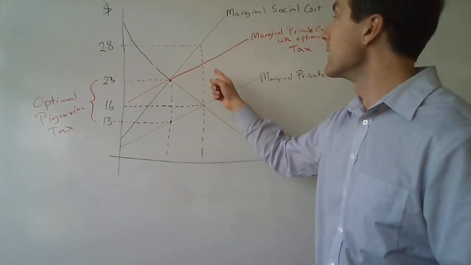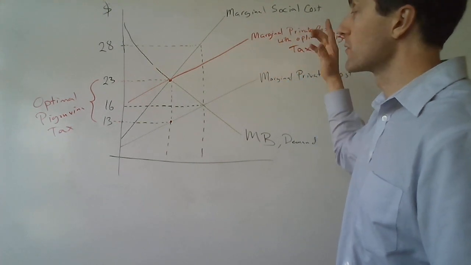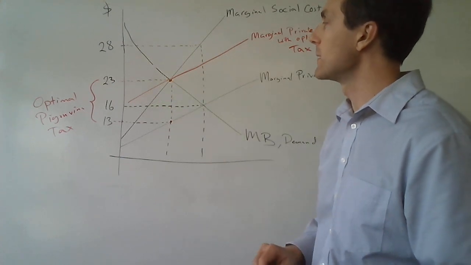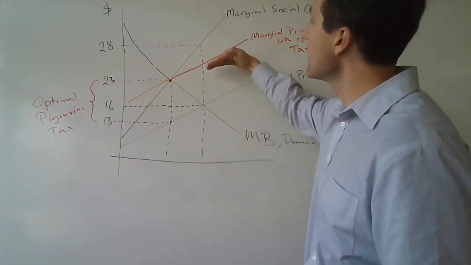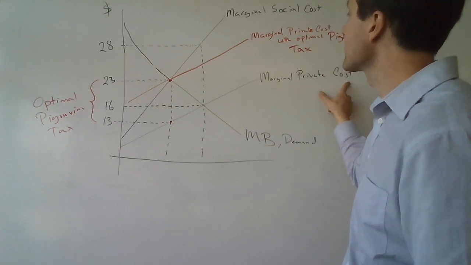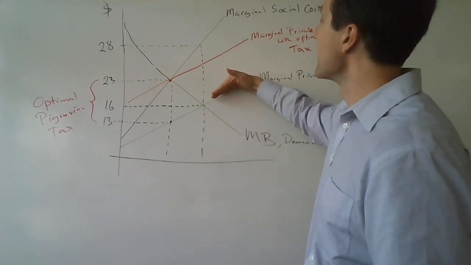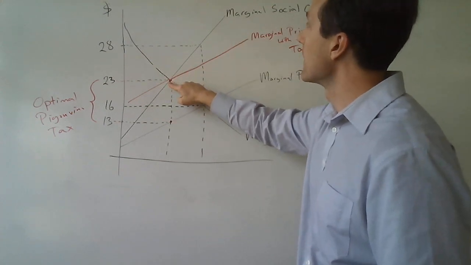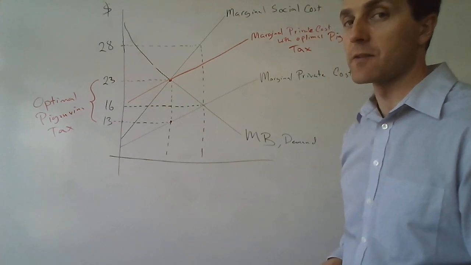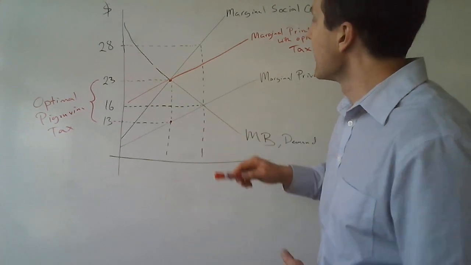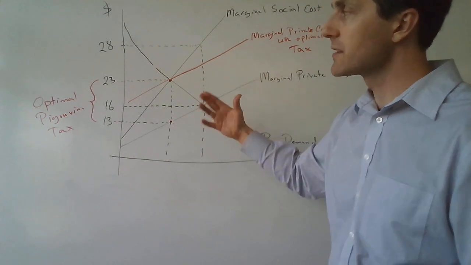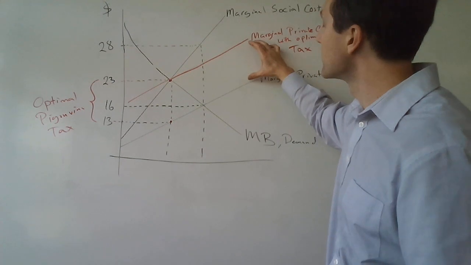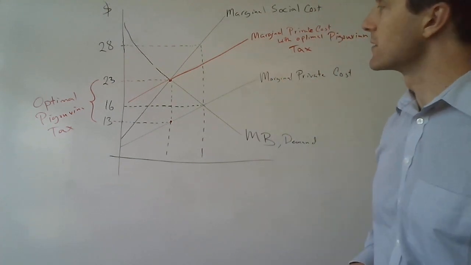Because then the new marginal private cost curve with the tax will cross the marginal benefit curve at that same point, right? So basically you want a parallel shift in the marginal private cost curve from the tax that brings the marginal private cost curve up to this point where marginal social cost crosses the marginal benefit curve, right? Okay, and so the vertical distance there, that's actually the amount of the tax, right? The optimal tax is given by the vertical distance between these two marginal private cost curves, right?